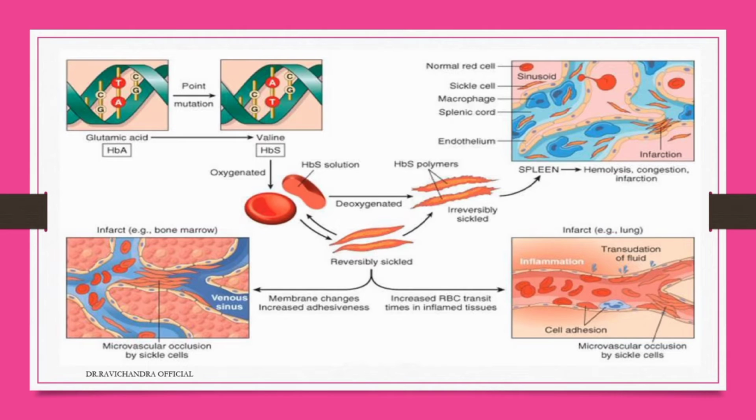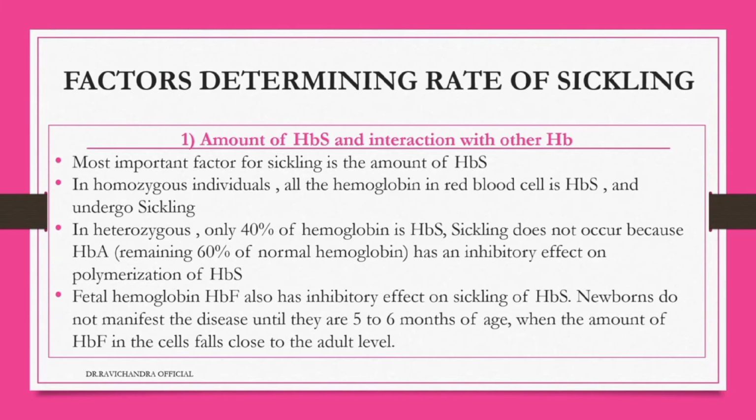There will be membrane changes, increased adhesiveness, increased RBC transit times in inflamed tissues, and there will be splenic sequestration. In the earlier stages, there will be microvascular occlusion. In the late stages, there will be hemolysis, congestion, and infarction of the spleen. Factors determining the rate of sickling. This can be asked for a 6 marks question or a 3 marks question.